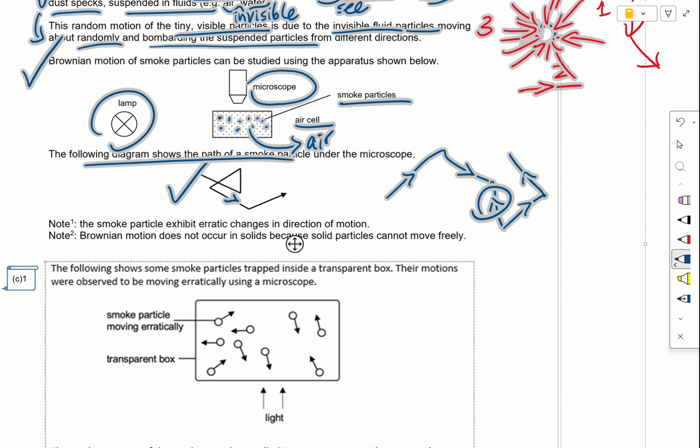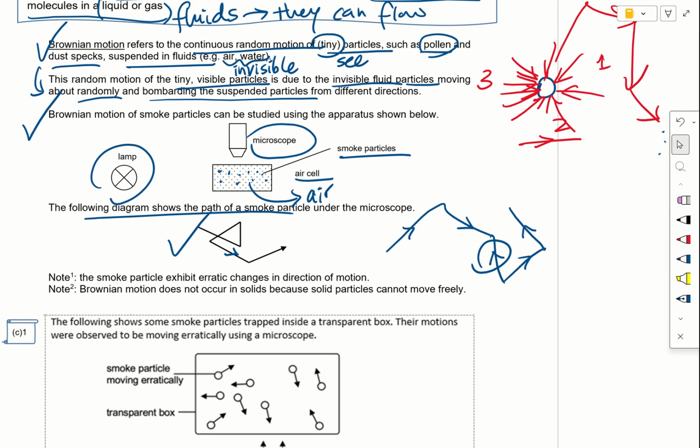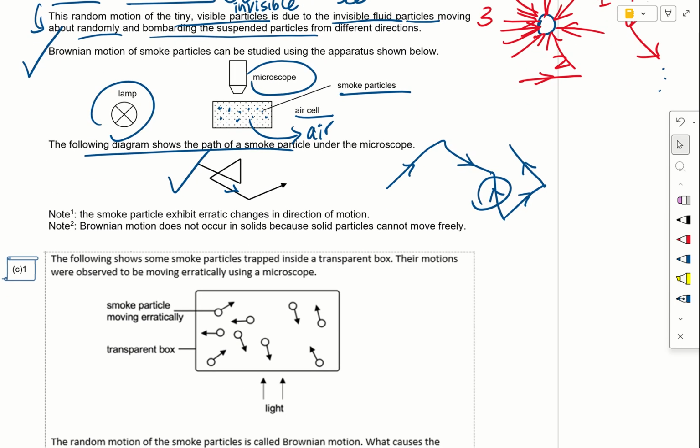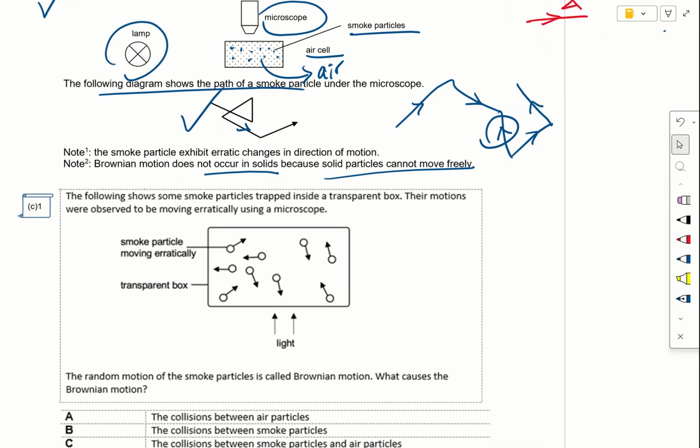Note number 1, the smoke particles exhibit erratic changes in direction of motion, right? Because at any point in time, there is a different number of air particles knocking into it in different directions. And Brownian motion does not occur in solid because the solid particles cannot move freely, right?